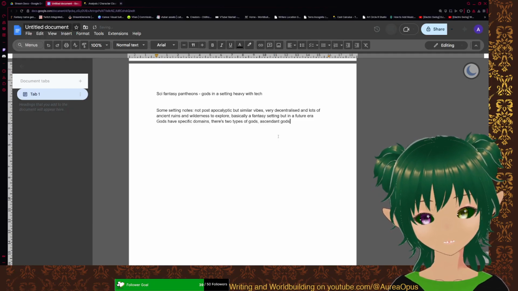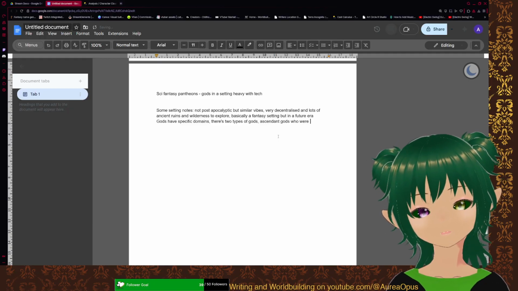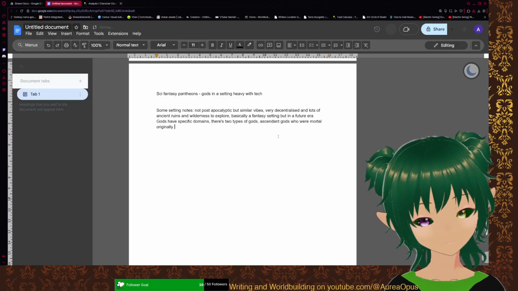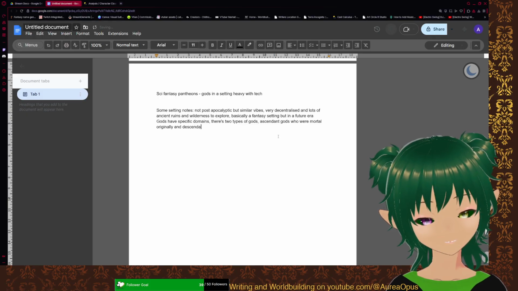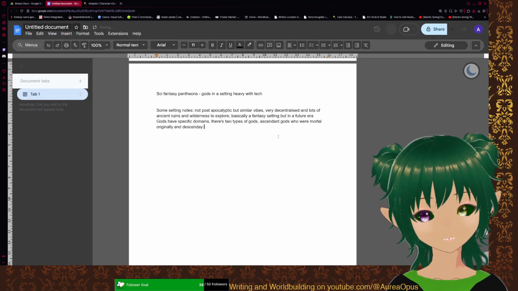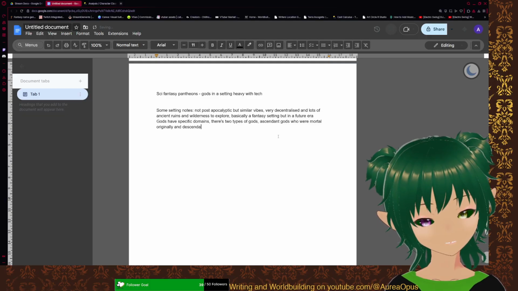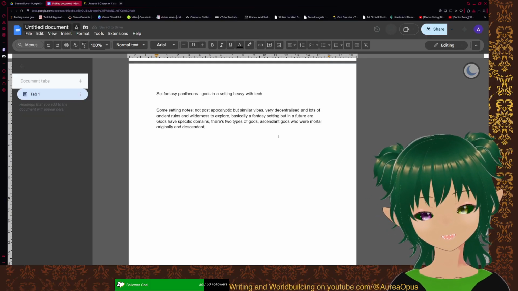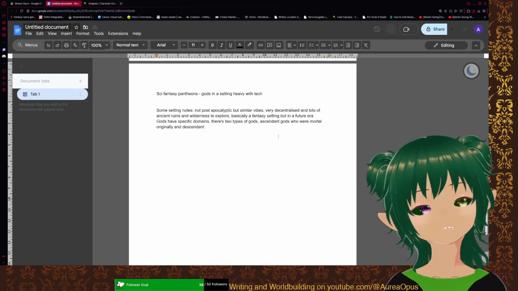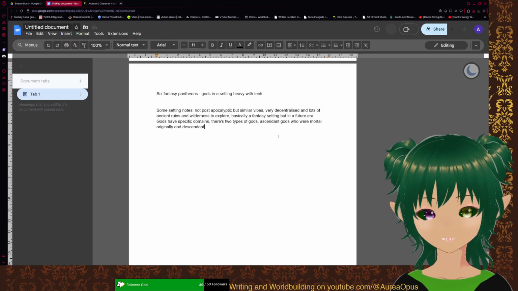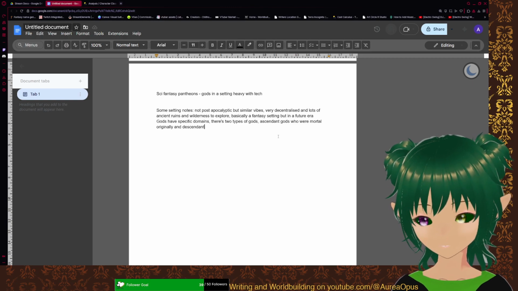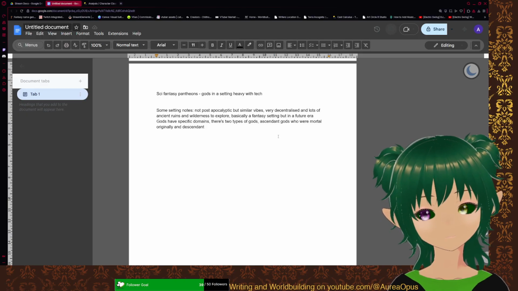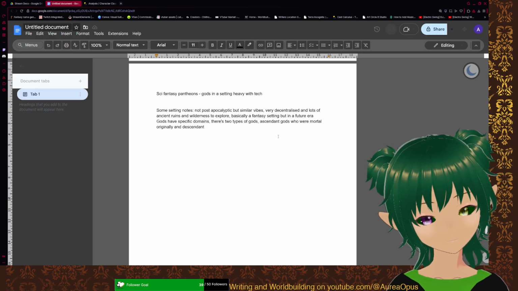Ascendant gods, who were mortal originally, and descendant. Descendant is like descending from an ancestor. It doesn't really hold the same connotation of falling from grace, but descending from a higher realm. We'll keep it for now. We can come up with a better word later.